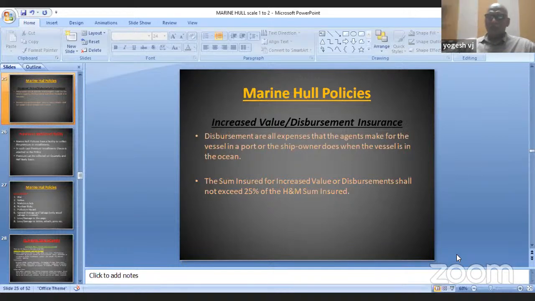Okay. Hull machinery insurance ka alag se premium lete apun. Freight insurance ka alag se premium lete and disbursement insurance. But it is issued under one. It's sort of an add-on. Okay.